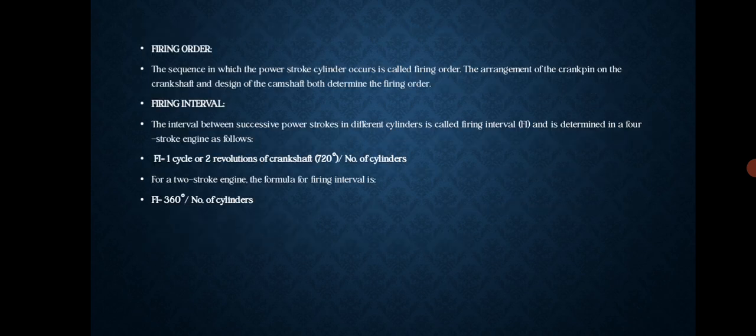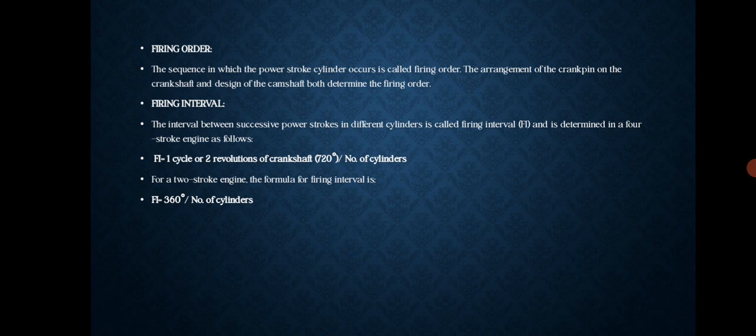So next we will see about the firing order. The sequence in which the power stroke occurs in the cylinders is called firing order. The arrangement of the crank pins on the crankshaft and the design of the camshaft both determine the firing order. What is firing interval?